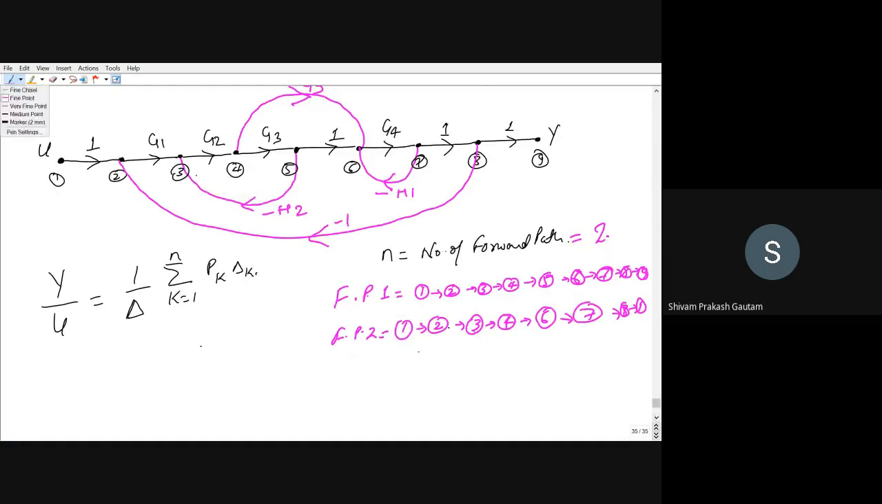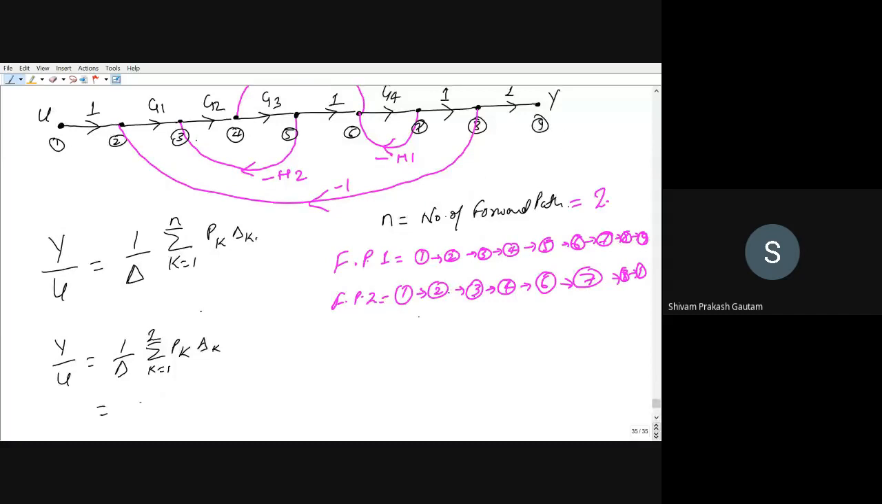So now write down the formula again. So y by u will be equal to 1 by del, summation of k equal to 1 to n, where n is equal to 2, pk del k. We can expand this: 1 by del, bracket, summation means plus, so p1 into del 1 when n is equal to 1 plus p2 into del 2 when n is equal to 2. So this is our formula. Now we have to calculate all these different things, that is p1, del 1, p2, del 2 and del, in order to calculate our transfer function.